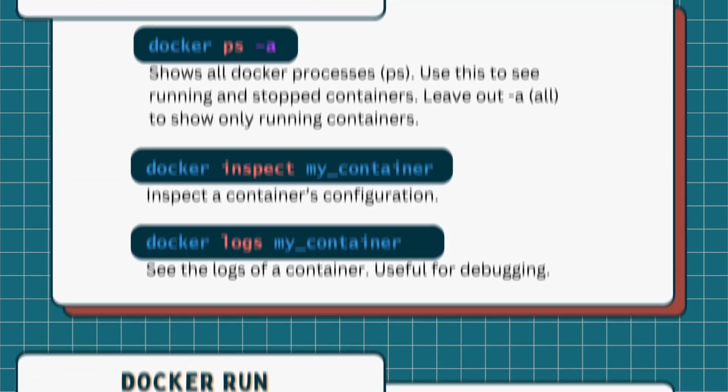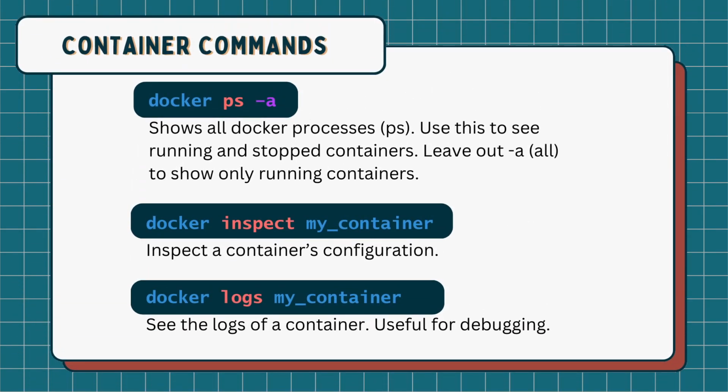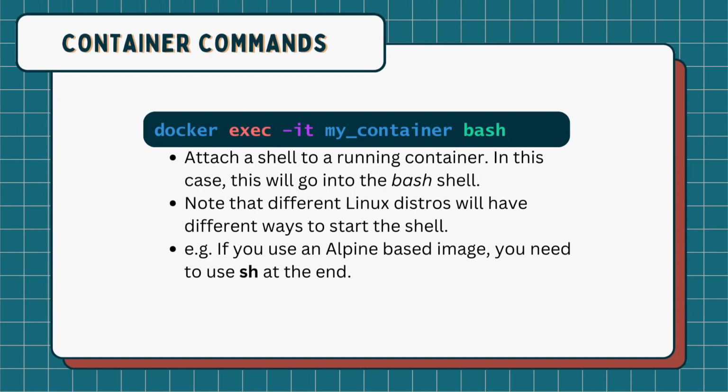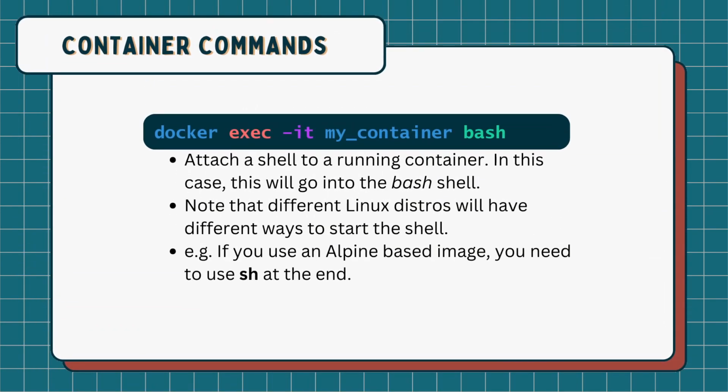Here we have some useful commands to help you manage your containers. Docker ps is used to show all the containers as well as their details. Docker inspect is used to see the configuration of a container. And Docker logs is used to see whatever the container has outputted. This is useful for debugging. Docker exec -it my container bash will connect to an already running container's bash shell.